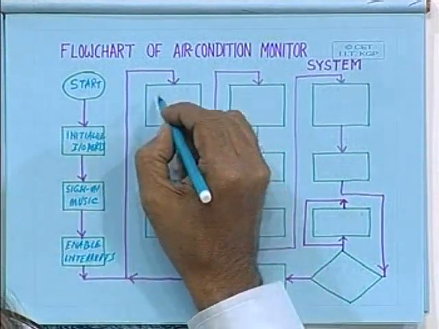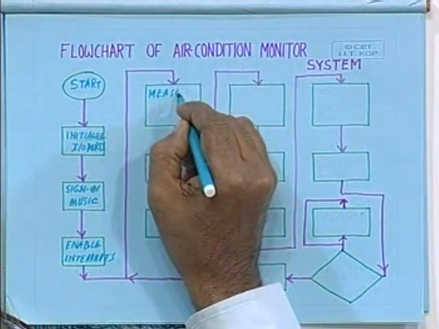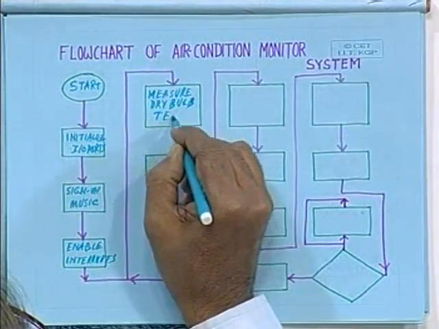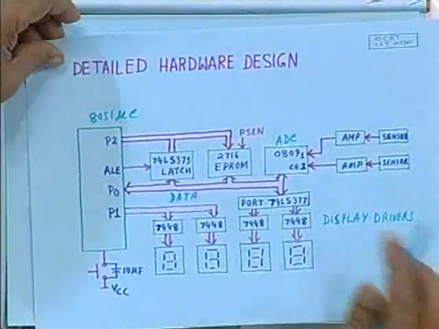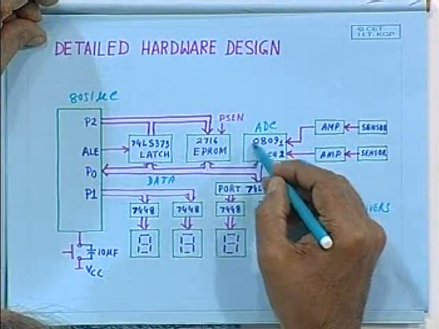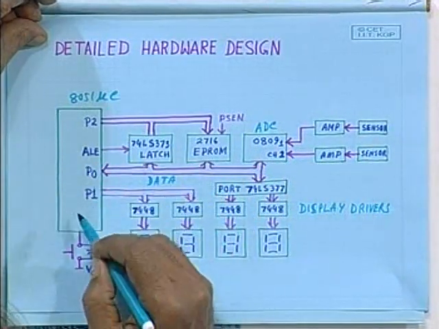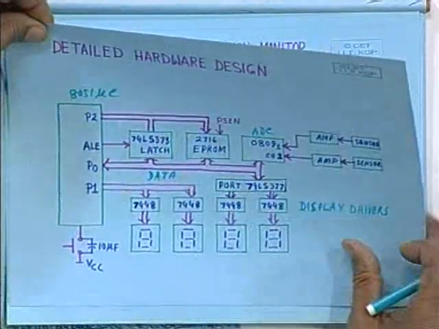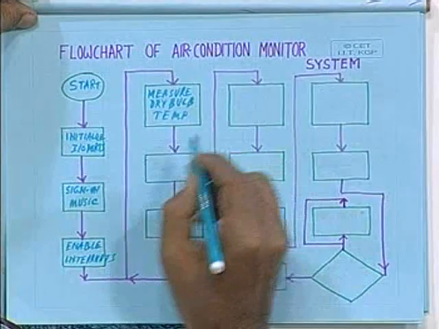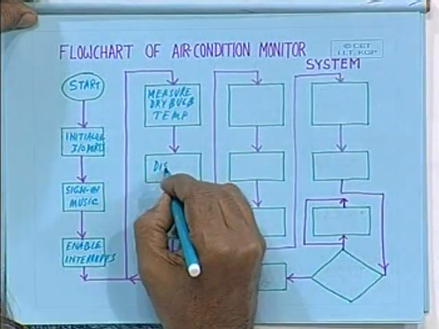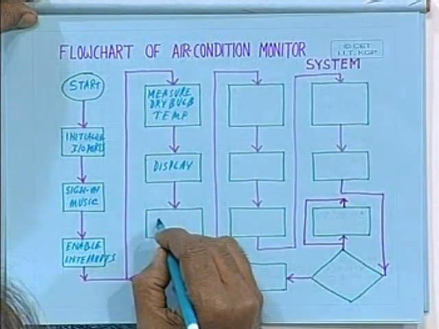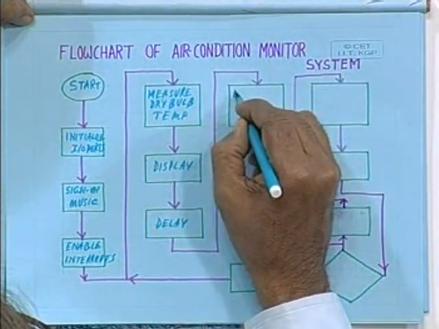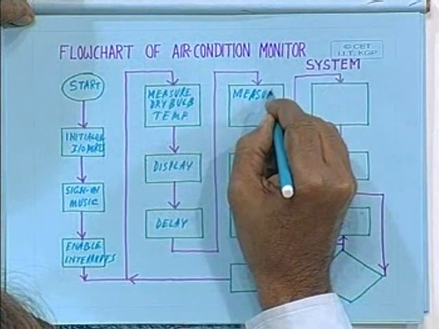After this is done, it goes to measure the dry bulb temperature. That means it selects this particular port, the data is read and transferred to the internal RAM. As you can see, there is no external RAM. So internal RAM is good enough, and this data is stored in the internal RAM. Similarly, we shall read the wet bulb temperature, but before that, this temperature is displayed. Then after some delay, so that a human user can read the dry bulb temperature, it goes to the next step, which will measure the wet bulb temperature.